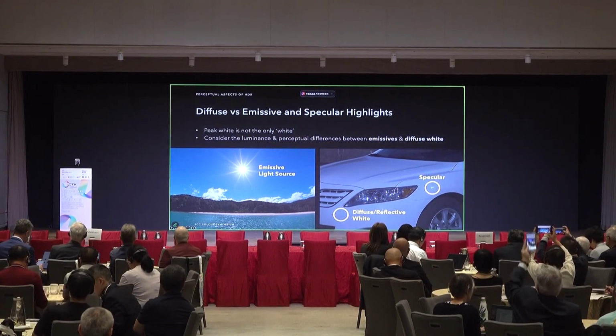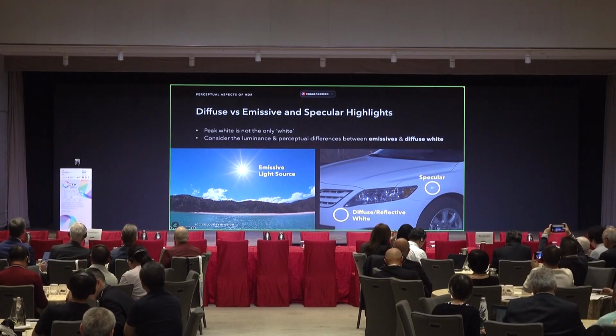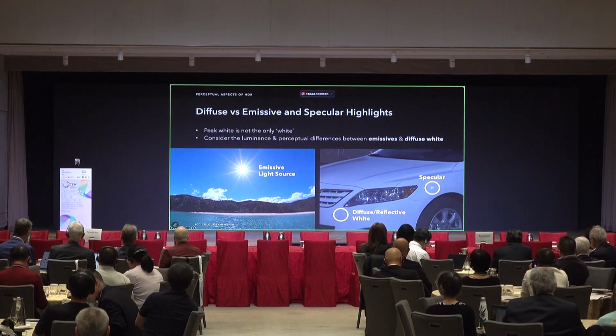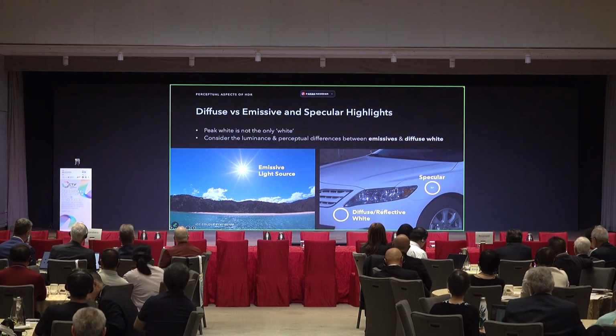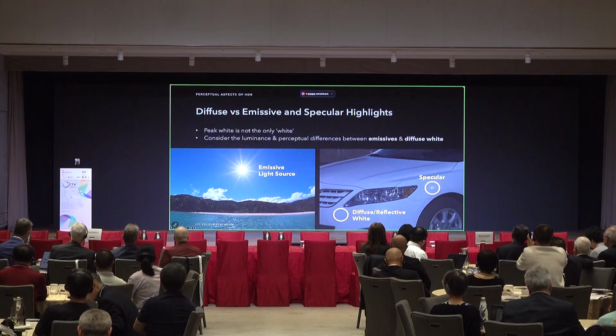Now we need to subdivide a little bit more, looking at what elements we need to address. One key one is that we differentiate between diffuse versus emissive and specular highlights. So peak white is not the only white that we need to address. We also need to consider the luminance and the perceptual differences between emissive and diffuse white.